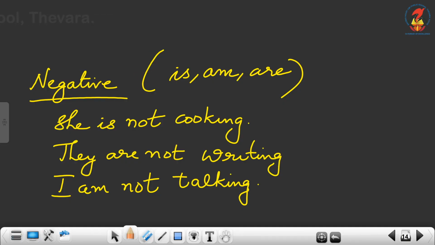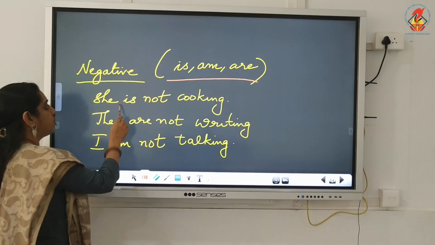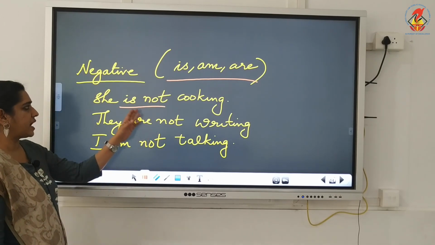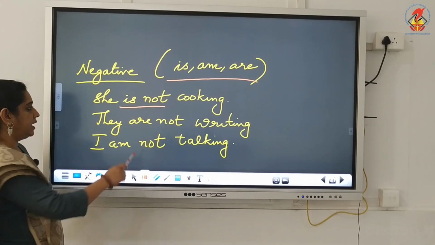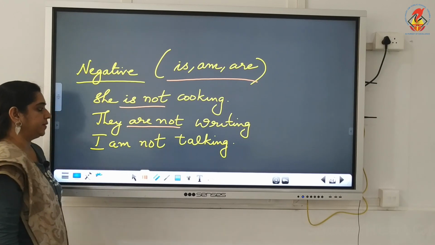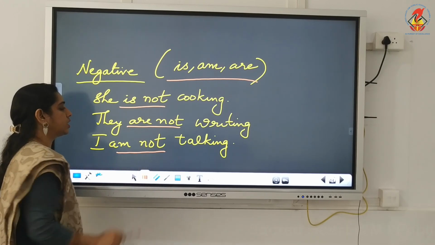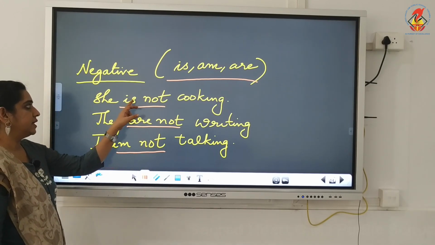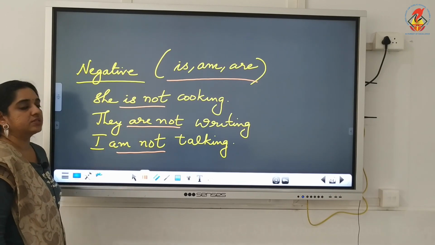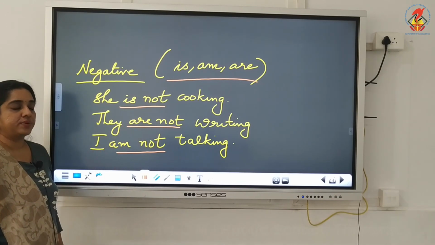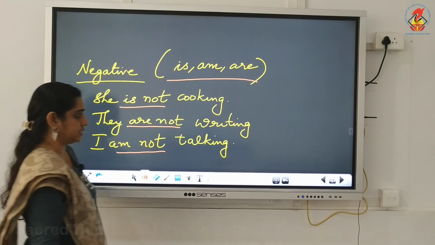Negative. How you can make negative sentences in present continuous tense using basic verbs is, am and are. See, she is not cooking. You have to just add not and make it negative. They are not writing. I am not talking. So, like that you can add not with these verbs to make it negative in present continuous tenses.